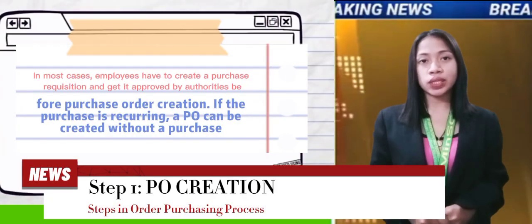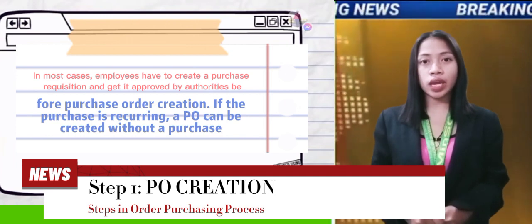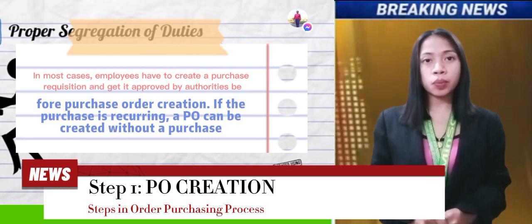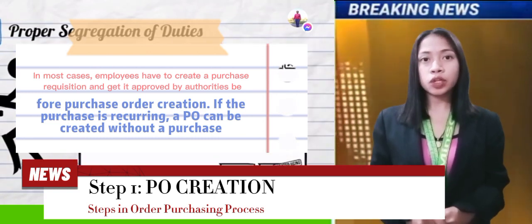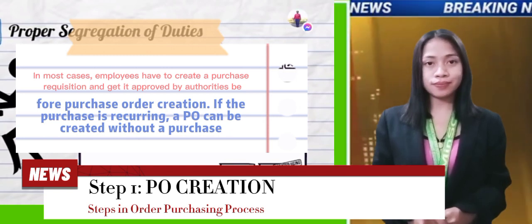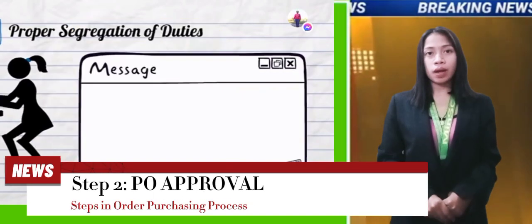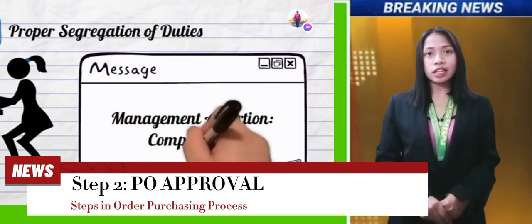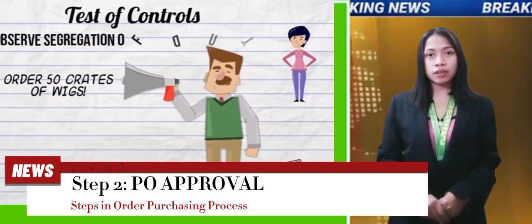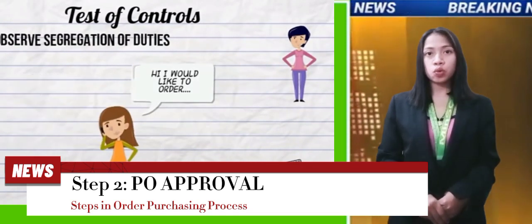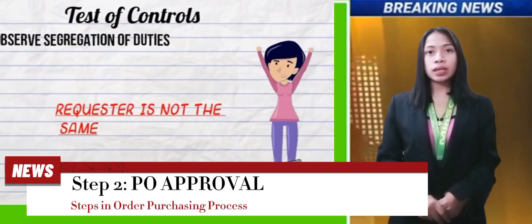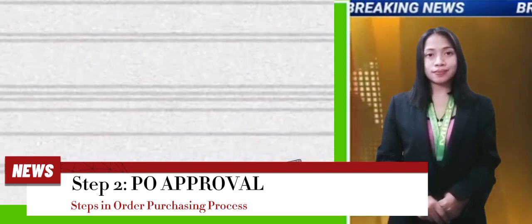Step 1. PO creation. In most cases, employees have to create a purchase requisition and get it approved by authorities before purchase order creation. If the purchase is recurring, a PO can be created without a purchase requisition. Step 2. PO approval. After a PO is created, it is sent for approval to relevant authorities and modified if any requirements have changed. Usually, several approvals are required, including one from a financial director to ensure that the purchase complies with the budget.